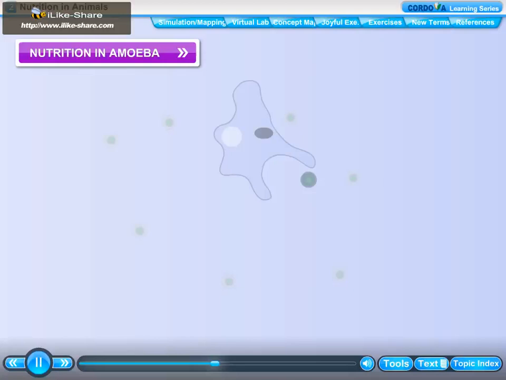Digestion. The enzymes from the surrounding cytoplasm enter the food vacuole and break down the food into simple soluble substances. Absorption. The digested food present in the food vacuole is absorbed directly into the cytoplasm. Assimilation. The digested food absorbed by the cytoplasm is stored or utilized for its growth, development and multiplication and release of energy.